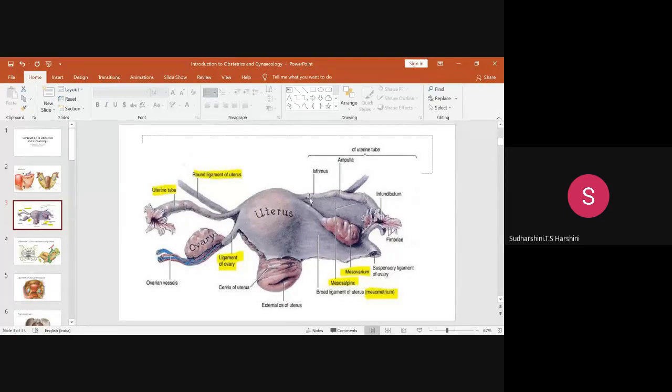And one more portion of the tube is the interstitial portion of the tube. That portion of the tube which is nearest to the uterus is called the interstitial portion of the tube. So two main parts of the tube are important, namely the ampulla and the isthmus. Ampulla, what happens in the ampulla? Fertilization. Fertilization happens in the ampulla, and in the isthmus, what we do is the sterilization.